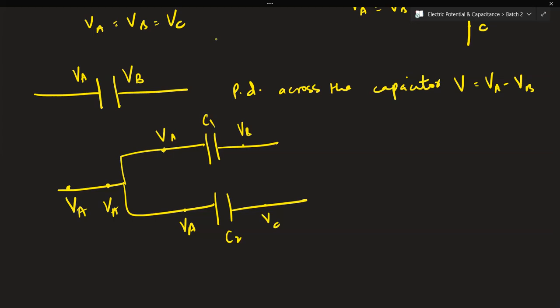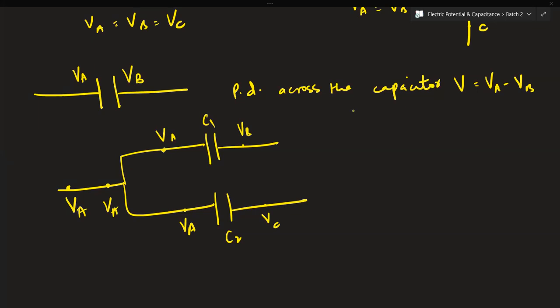Clear to all of you? Are you able to relate this? How to differentiate between division of charge and division of voltage? Yes, ma'am. What about others? Akifa, Fatima, Hamza, Huzaifa? Can you repeat once more?